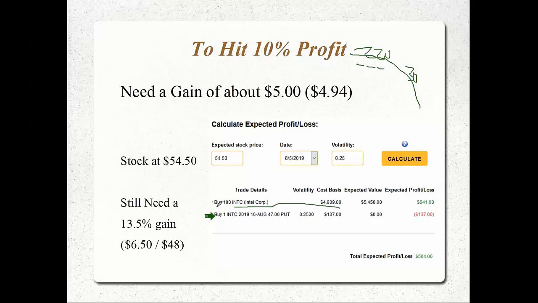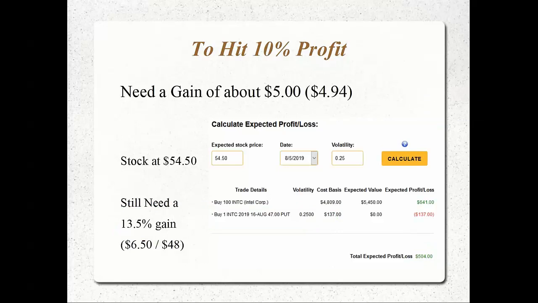What do we know? The one guarantee about options is that as you get closer to expiration, the time value goes to zero. This put was all time value. It did only carry the 5% risk, but you need a 13.5% gain to get to the 10% return. Remember, the cost base was only around $49.60 at this point, so you need about a $5 gain to hit your 10% target. I'm sorry, $4.94. You need a $5 gain to give you the 10% return, but you need 13.5% in the stock in 30 days to see that.